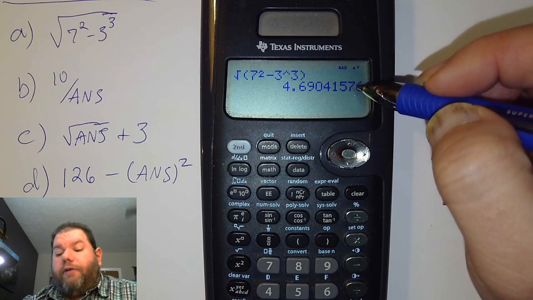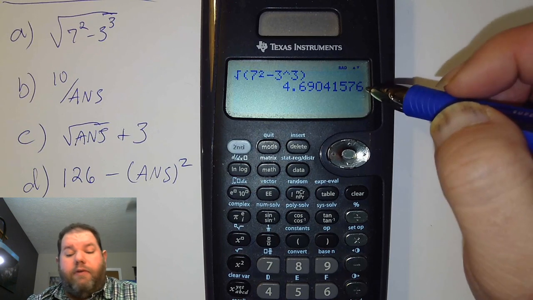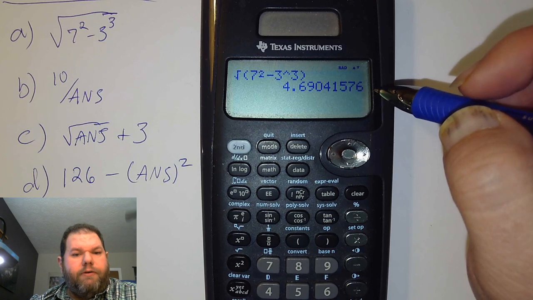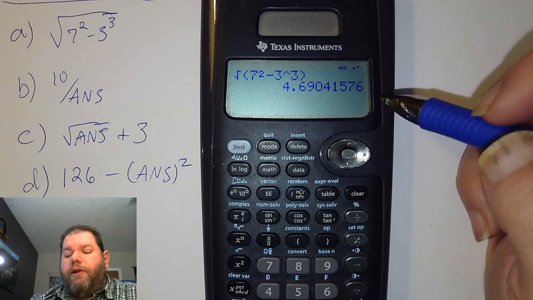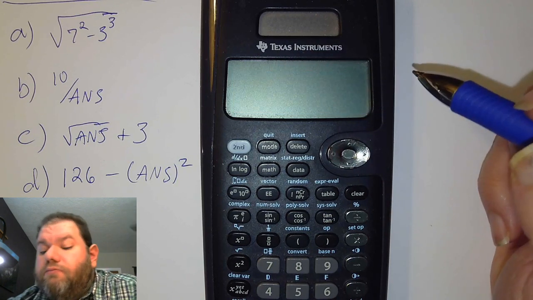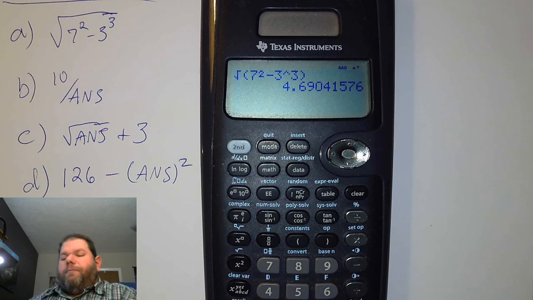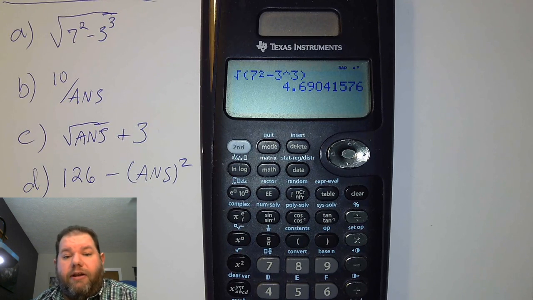So we get our result. Now, right now, this number is stored in the ANS button. But once we hit enter, did it just turn off? It just turned off, sorry. Once we hit enter, it saves whatever answer we get in the ANS, or answer.